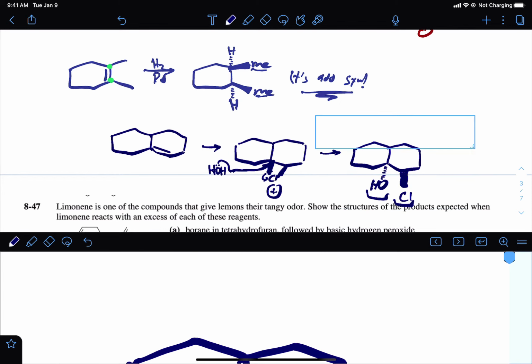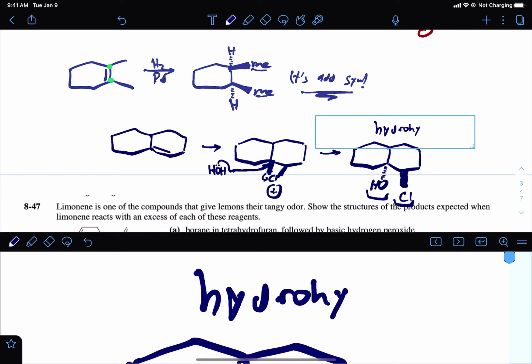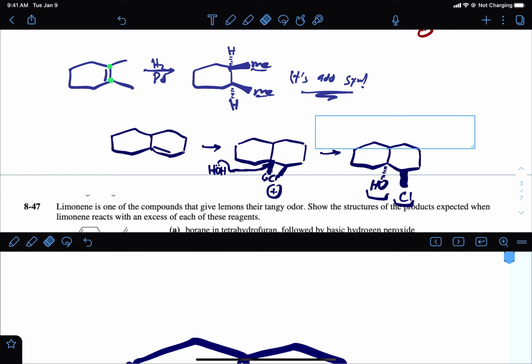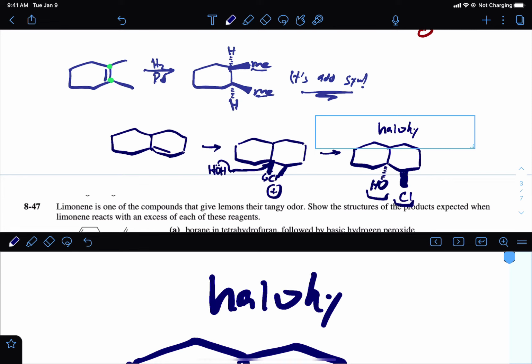That's called hydro... I forget what it's called. I'm blanking. I want to say it's hydrohalogenation, but that's a halohydrin is what it's called. It's called a halohydrin. Okay, and that's how the halohydrin reaction works. So plus an enantiomer.